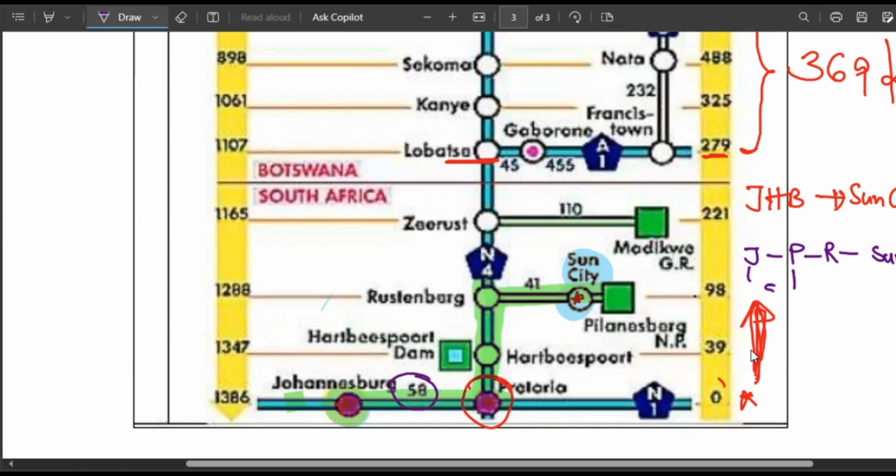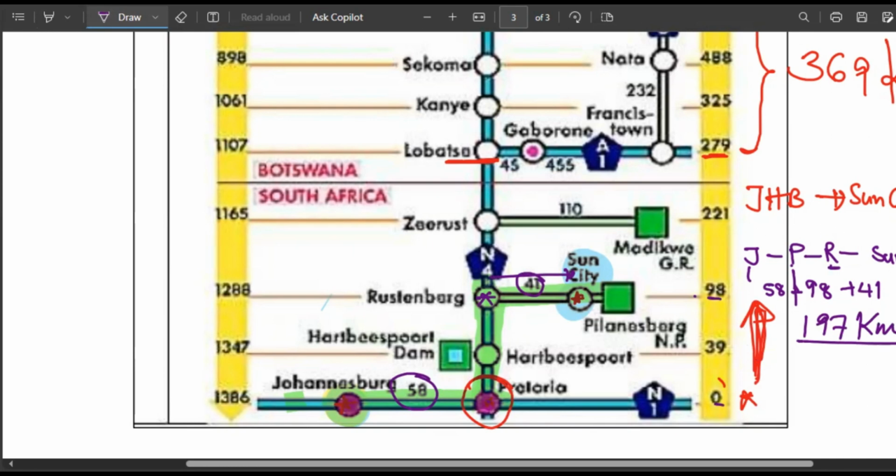So you will say 58 plus, what's the distance from Pretoria to Rustenburg? Now Pretoria, it's here. You're starting from 0 to Rustenburg is 98. So you add on 98. Plus, what's the distance from Rustenburg to Sun City? Now you're here. You need to go to Sun City. The distance will be 41. You add on 41. So the distance there is 197 kilometers.